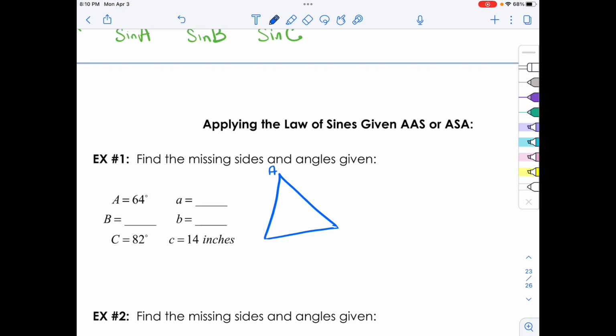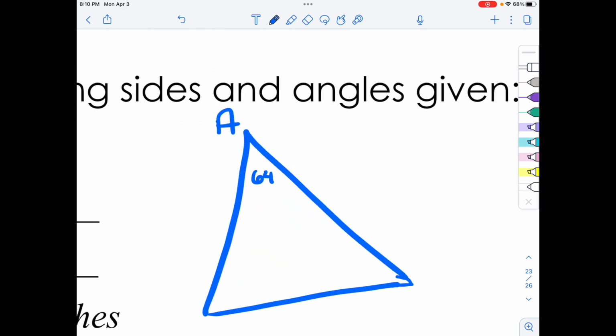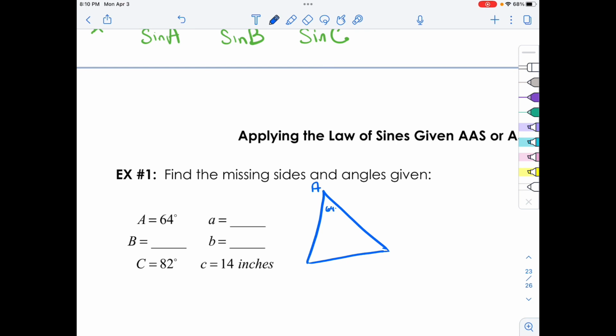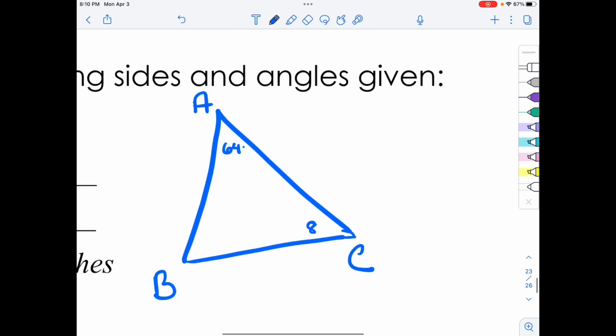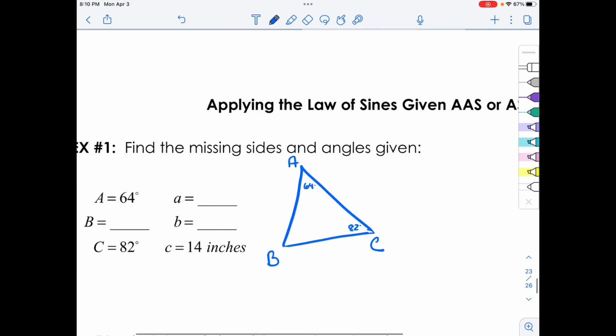So here's A, 64 degrees. Here's B, and here's C, 82 degrees. I know that side C is 14, so I go, here's angle C, side C is directly across. Here's angle B, side B is going to be right here. Here's angle A, side A goes right here.